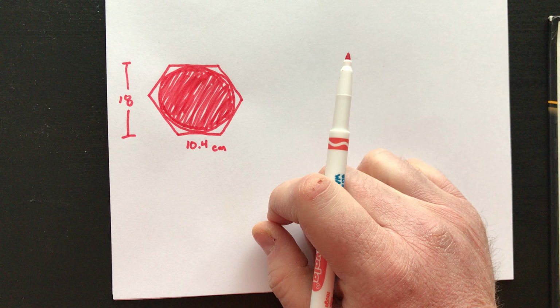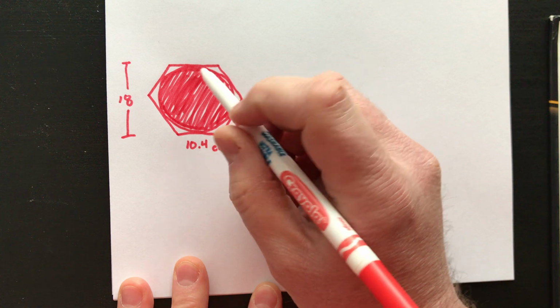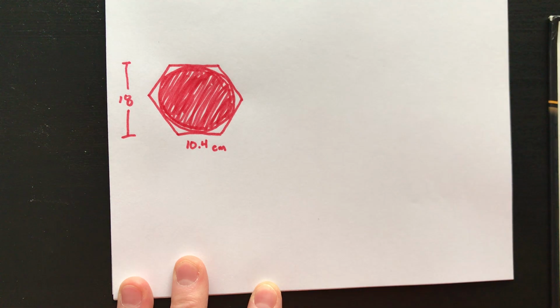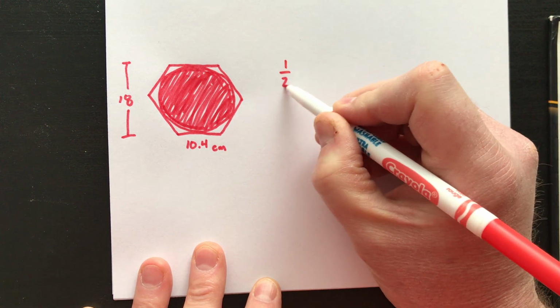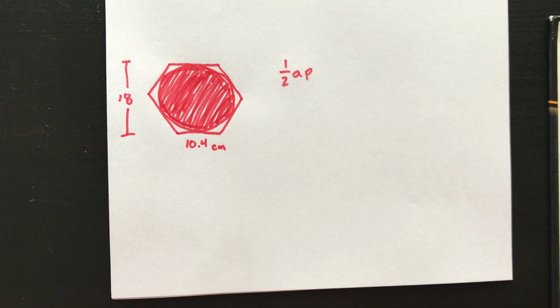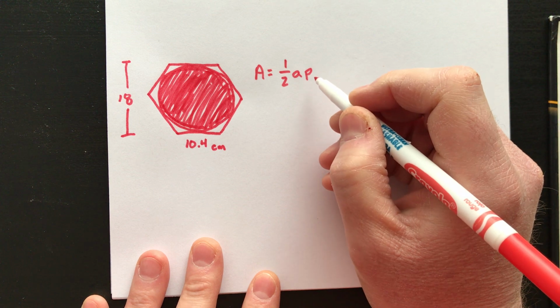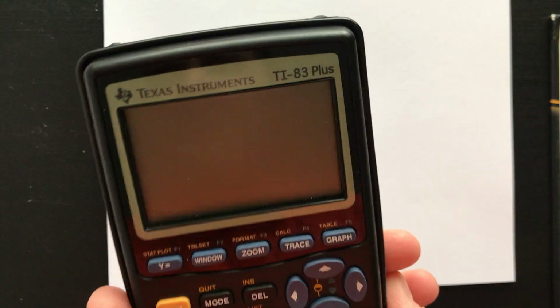Well, we have to take the area of this entire thing. We take the area of the entire hexagon. The area of the entire hexagon is 1/2 AP. We need to know what our apothem is and what our perimeter is. Well, we can figure out perimeter, right? They tell us that one of the side lengths is 10.4.